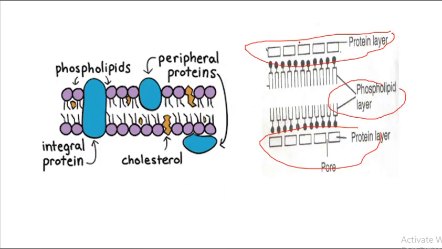Back to the structure, we said it has two protein layers and a phospholipid layer sandwiched in between the two protein layers. In the other view, you can see the proteins here and the protein here. Then we have a phospholipid layer sandwiched, and we have what you call pores, and these pores allow materials in and out of the cell. And these pores are small in size, only allowing molecules which have a small size.